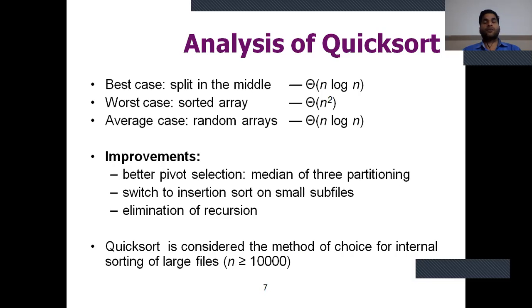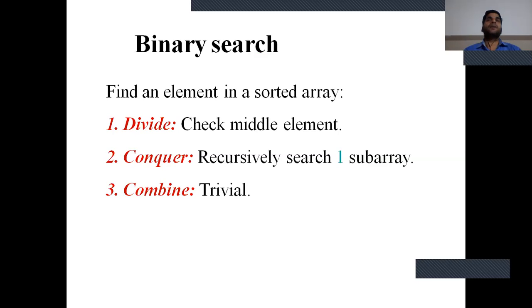So quick sort is also an example of the divide and conquer approach, and this quick sort algorithm we discussed in the first unit. The next example of the divide and conquer approach is binary search. In binary search, there are also three steps: divide, conquer, and combine. Divide means check the middle element, conquer means recursively search one subarray, and combine is trivial.